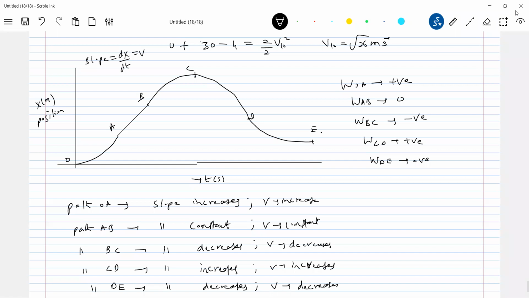So if they give an XT graph, can you predict from the position versus time graph? Yes, there's a method of predicting the work done. Sir, if they give directly the VT graph, can we say about the work done? Directly the speed versus time graph. Work done positive or negative?